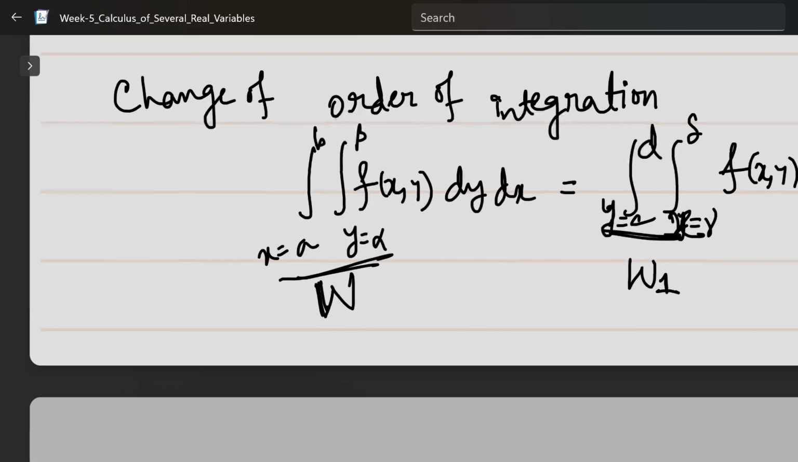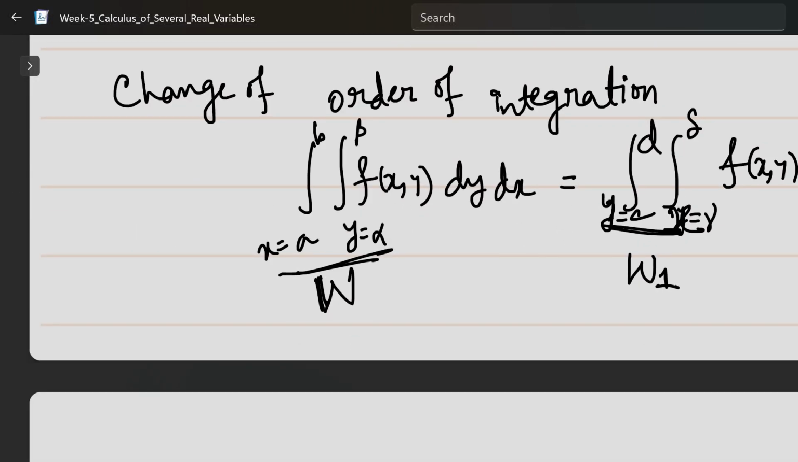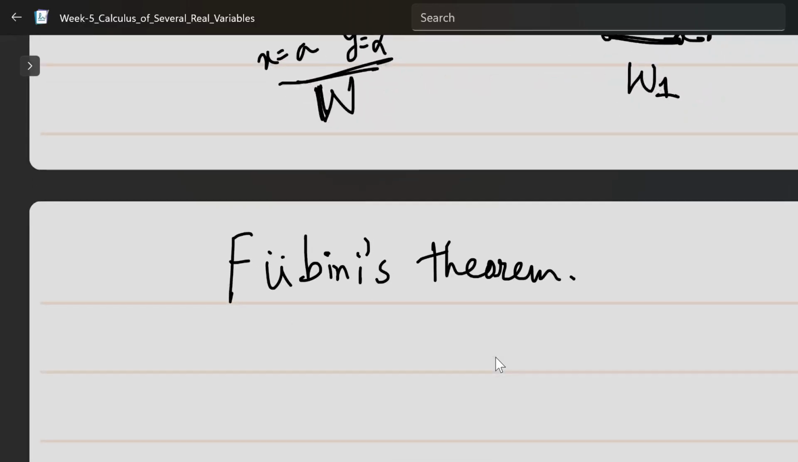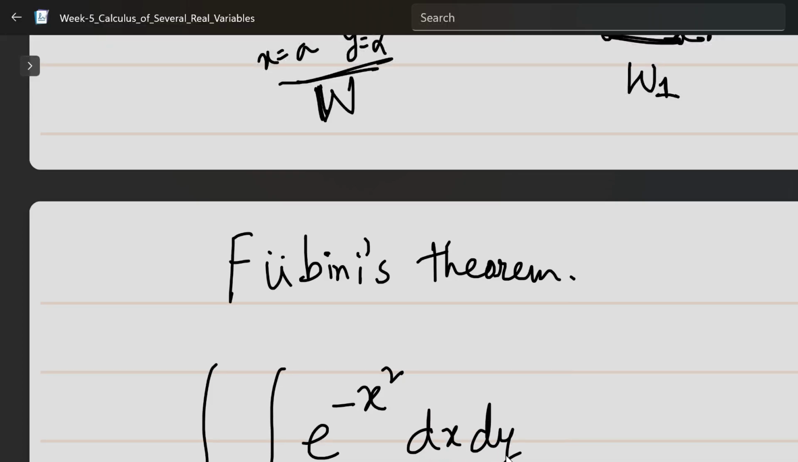So how is this possible? There is something called Fubini's theorem. By Fubini's theorem, it is possible. I think Sir already told this, but when you should apply it is the main thing. Sometimes it is possible to integrate directly, but sometimes it is not. For example, suppose the integral of e power minus x square dx dy is given.